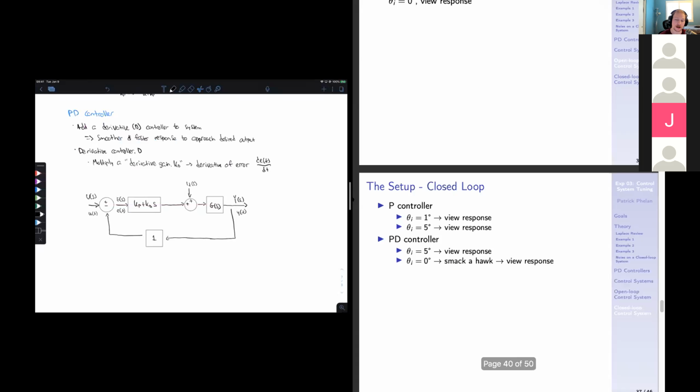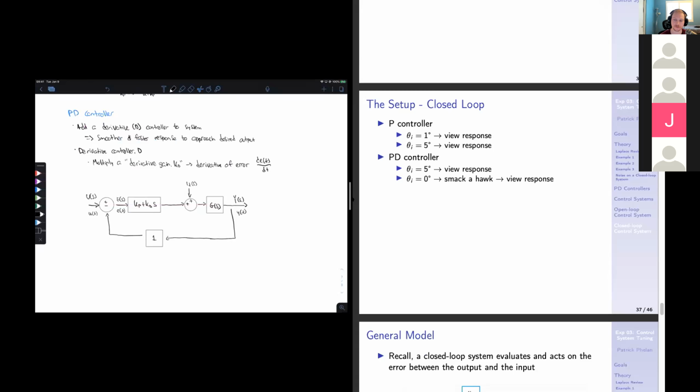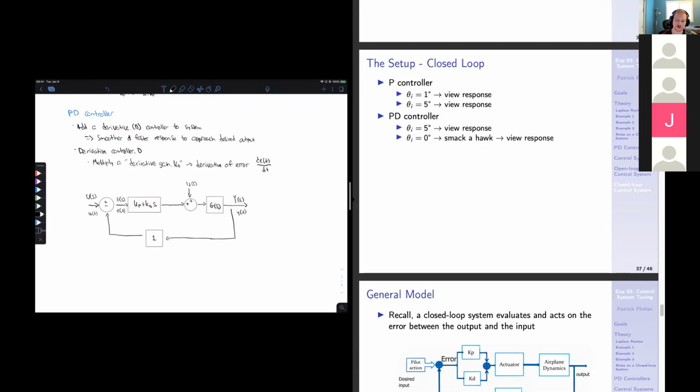All right, and then we're going to have our closed loop system here. So we're first going to start out with just a proportional controller. Move my mic up. There we go. So we have first a proportional controller, and we're going to have, for one scenario, an input angle of 1 degree, and we're going to view the response. Then we're going to have an input angle of 5 degrees and view the response.